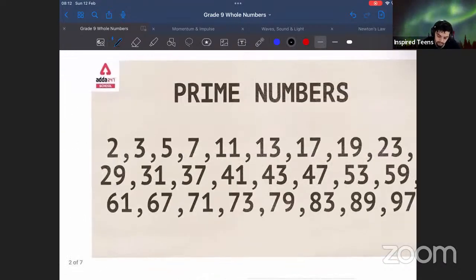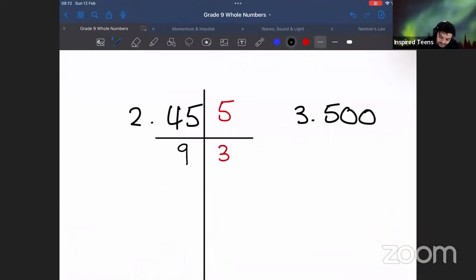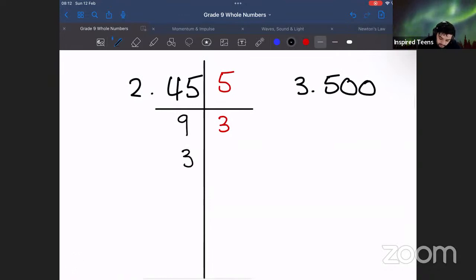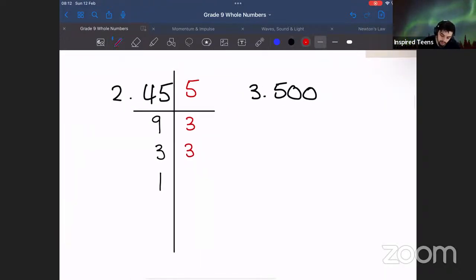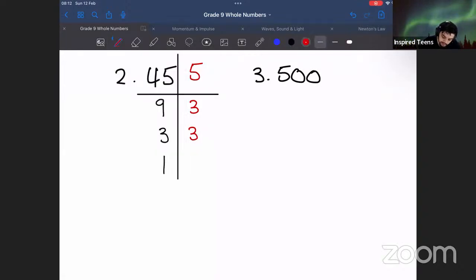A prime number that can go into 9, I would say 3. When I divide 9 by 3, I'm left with 3. A prime number that can go into 3, that would be 3. And finally, I'm left with 1. So then I'm done. Now I have written 45 as a product of its prime factors. I can write it as 5 times 3 times 3, or 3 to the power of 2 times 5. This is what 45 is equal to.